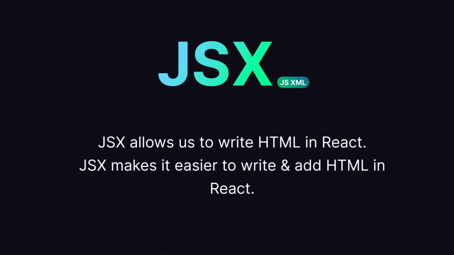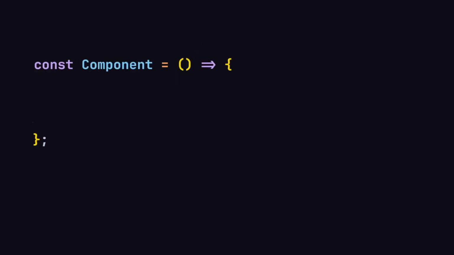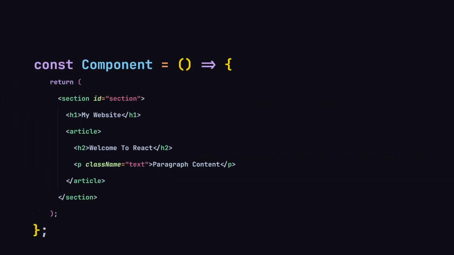What is JSX? JSX allows us to write HTML in React.js. JSX makes it easier to write and add HTML in React.js. So this is how our JSX looks. First of all, we have our component, and inside this component we are now returning some HTML. Now I know a lot of you will ask me, Hussein, why can't we just call it HTML? Why are we calling it JSX?